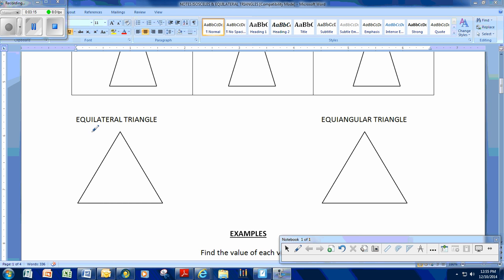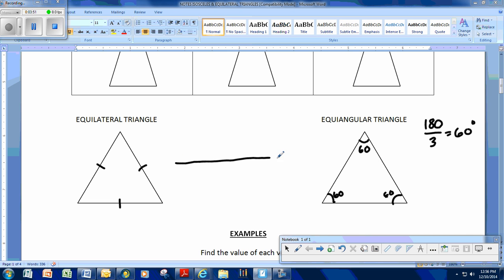Next, we're going to talk about an equilateral triangle. An equilateral triangle is a triangle with all three sides congruent. An equiangular triangle has all three angles congruent. And every equiangular triangle has angles that are always 60 degrees, because the three angles of a triangle have to equal 180. Since there are three equal angles, we divide that by 3, and that's how we get our 60 degrees.